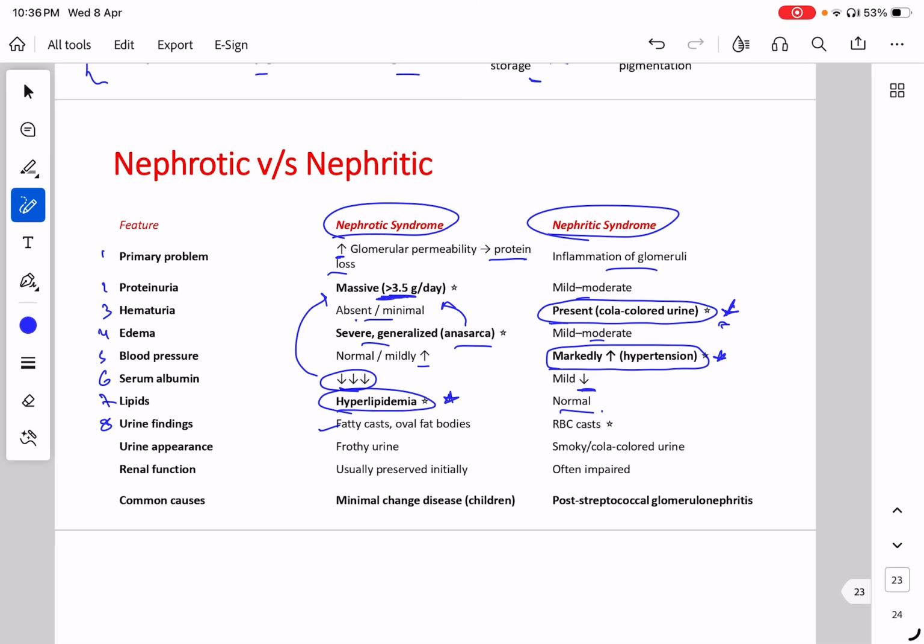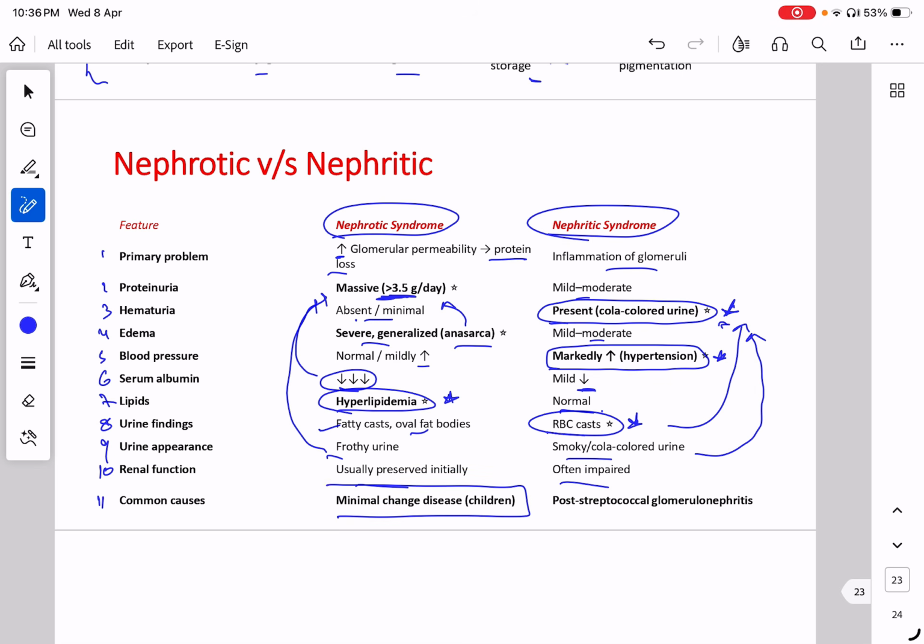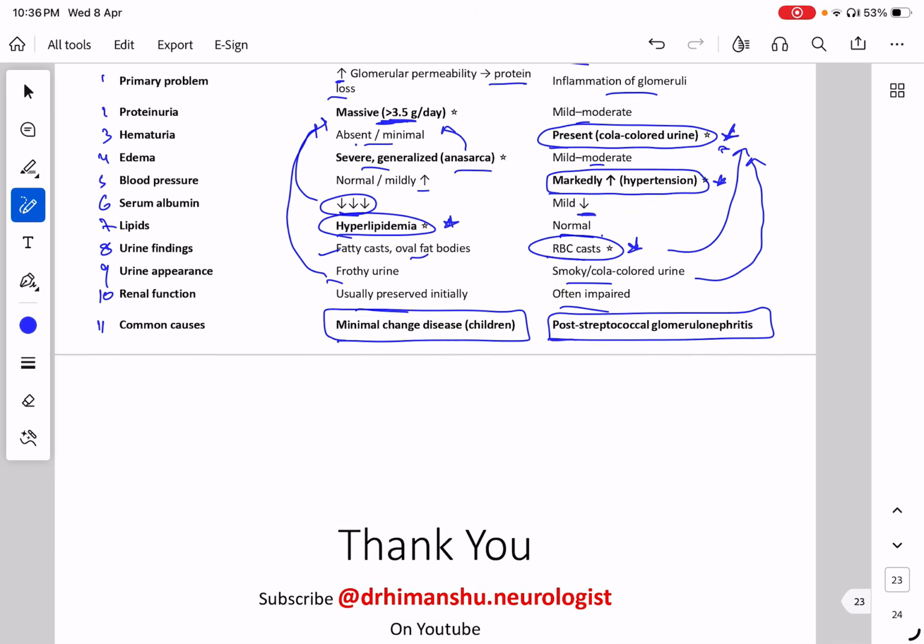Urine findings: fatty casts or oval fat bodies in nephrotic, while RBC casts are seen in nephritic because hematuria is present. Urine appearance: frothy urine because of massive proteinuria, and smoky or cola colored urine because of hematuria. Renal function is usually preserved initially in nephrotic, while it is impaired in nephritic. Common causes: minimal change disease in children, and post-streptococcal glomerulonephritis in nephritic syndrome.